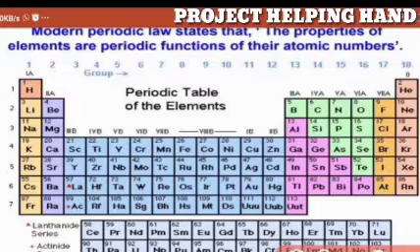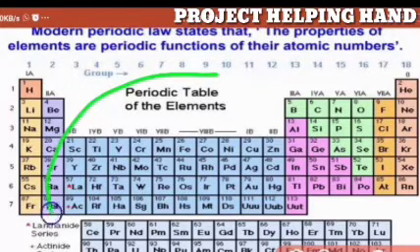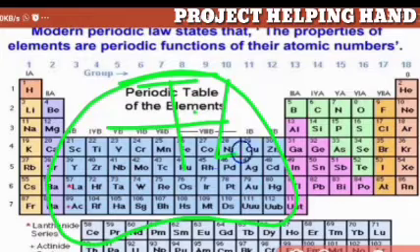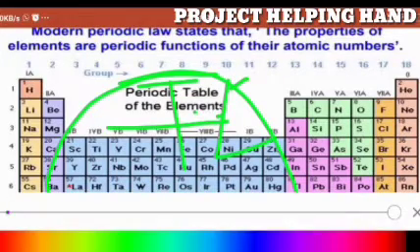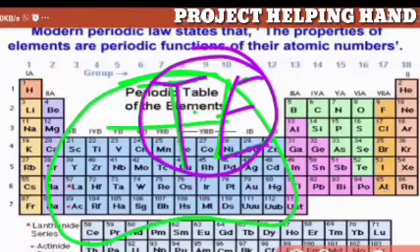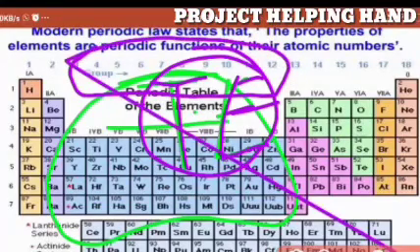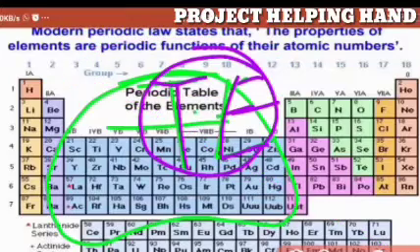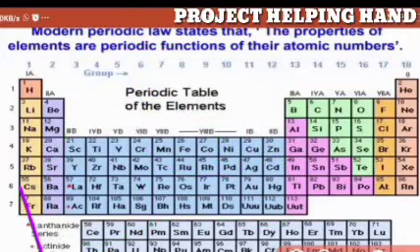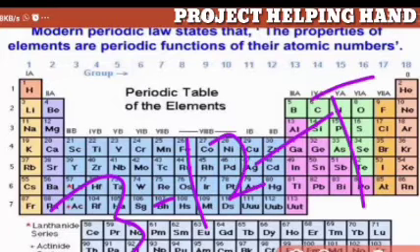And moreover, in the modern table, group number 3 to group number 12 are known as the transition elements. Group number 3 to group number 12, they are called the transition elements. So that is the difference. I'm going to write it again: group number 3 to group number 12 are called transition elements.